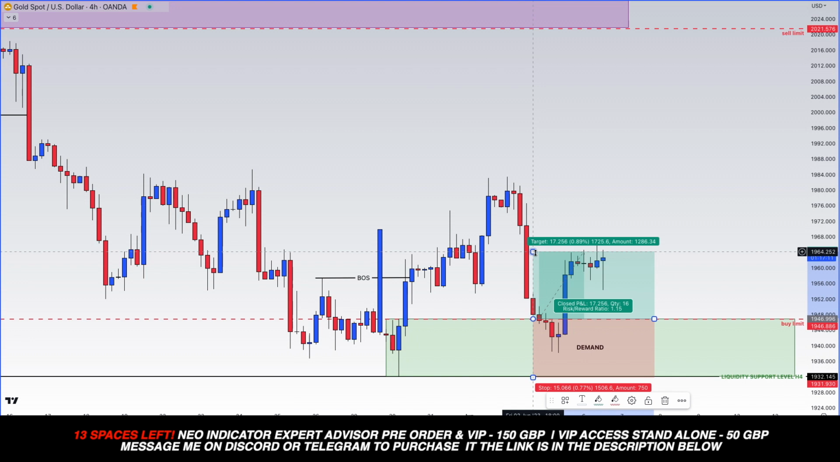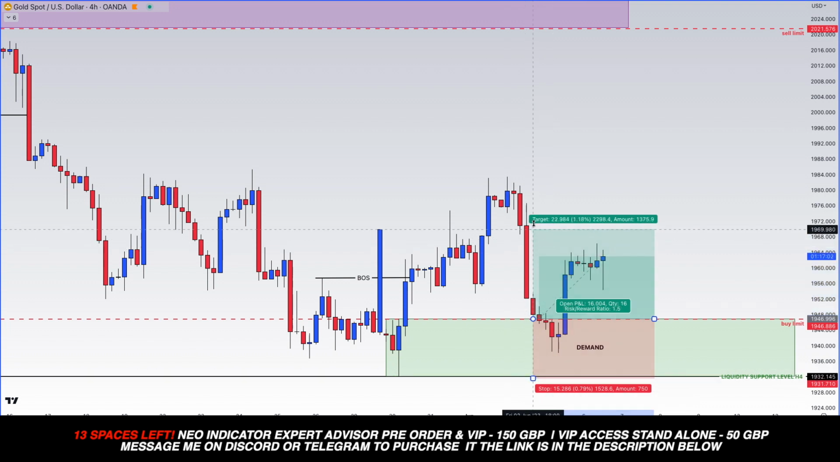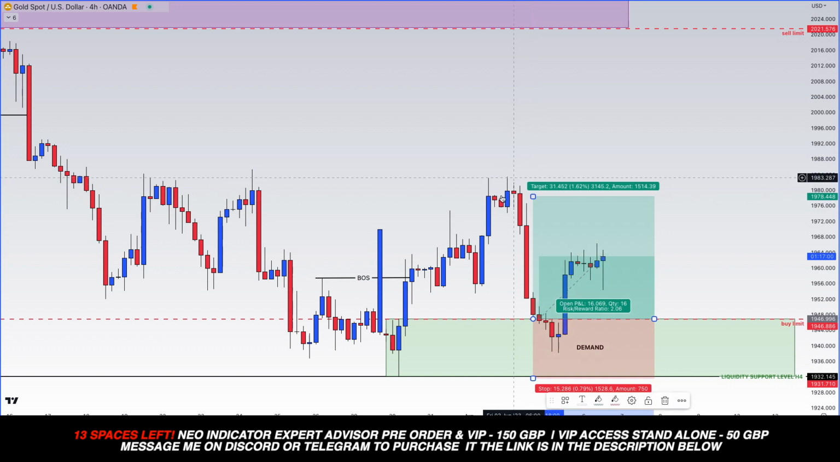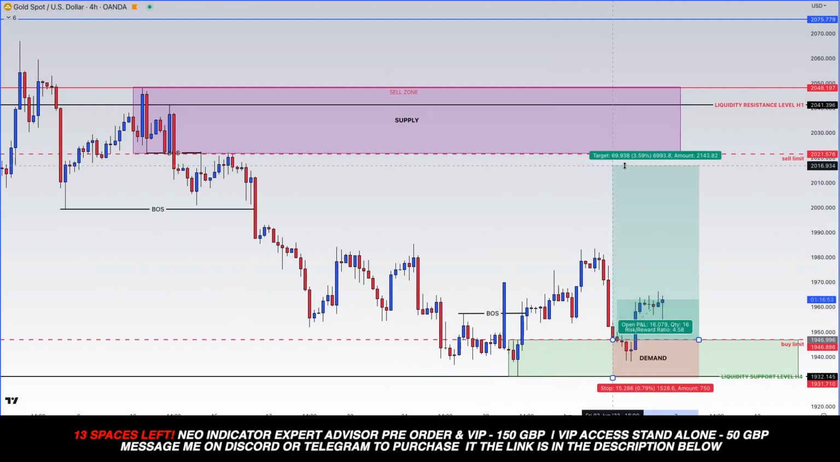And again, we would be doing the same thing. We would put a buy limit right here in the market, and we would be expecting to have our stop loss just slightly below this area here. And of course, we will be targeting any of the previous highs. As we can see, the previous high is over here.